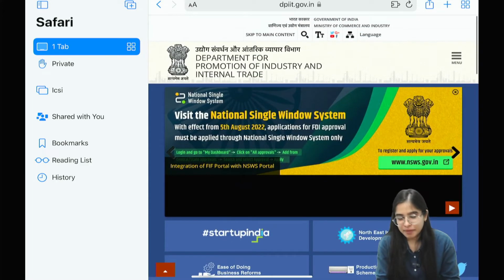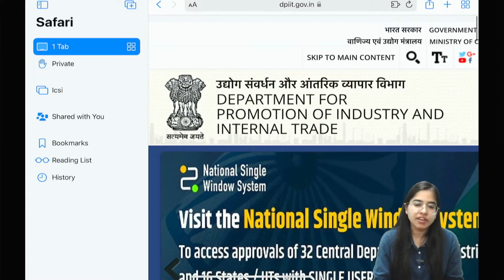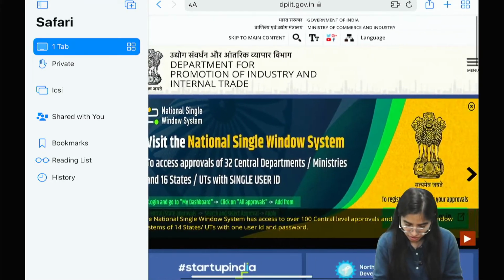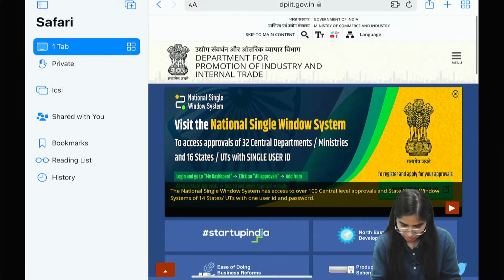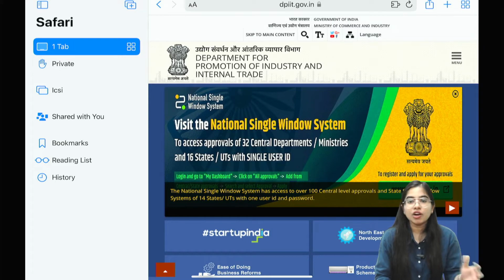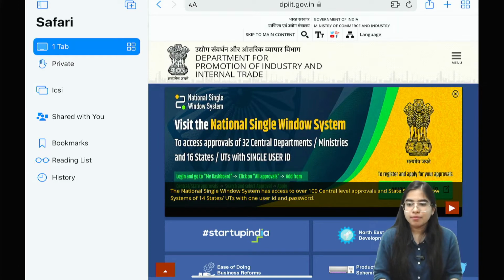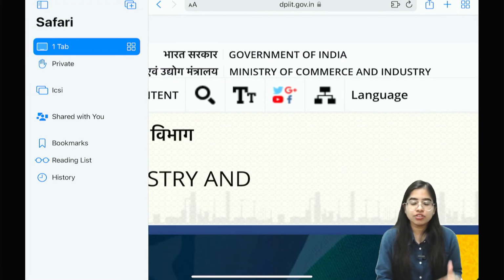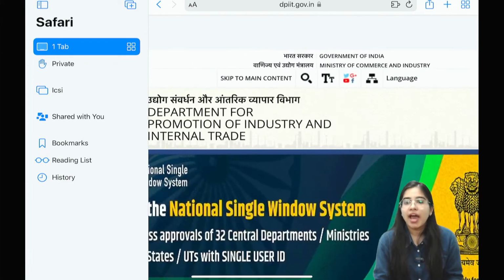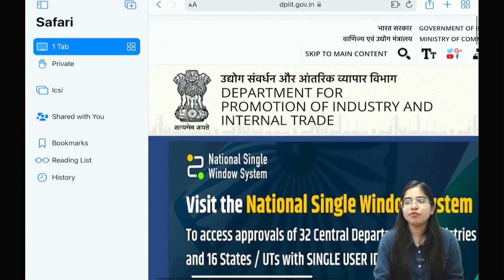So this is the website of DPIIT. What is the full form of DPIIT? DPIIT stands for Department for Promotion of Industry and International Trade. Just like there are a lot of ministries in India, Ministry of Defense, Ministry of Finance, Ministry of Corporate Affairs, MCA, similarly there is a Ministry of Commerce and Industry, a ministry under the Government of India. Inside this Ministry of Commerce and Industry, there is a department named DPIIT.